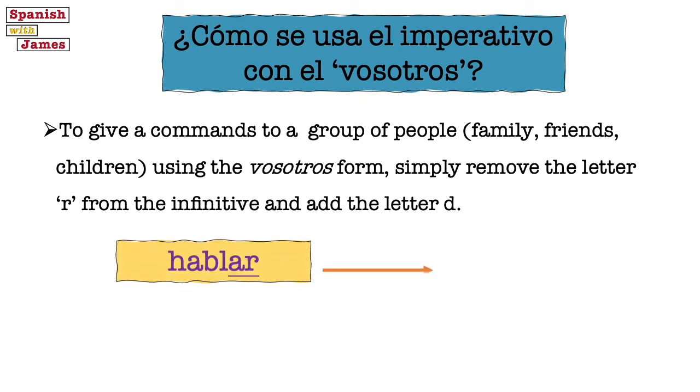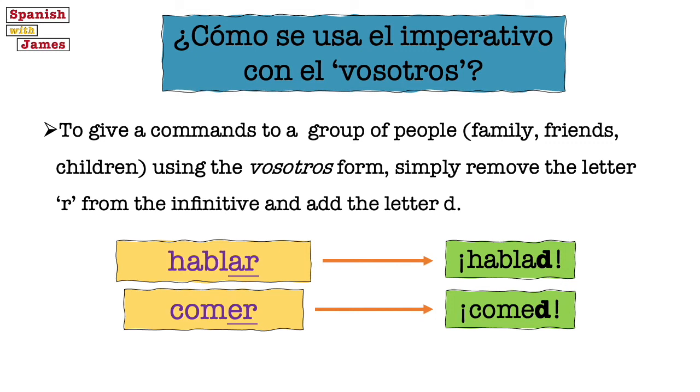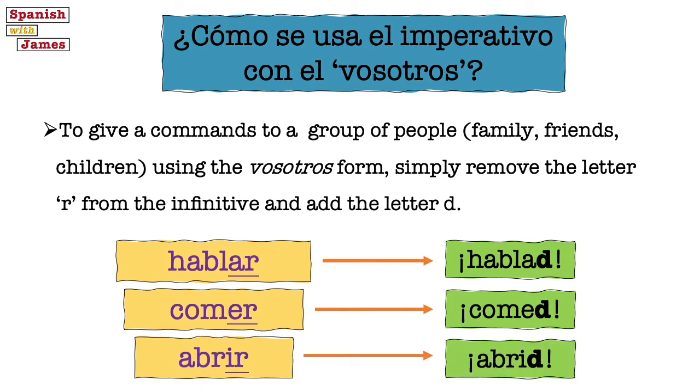So hablar would go to hablad. And notice it doesn't tend to be pronounced as a hard D like hablad. It's almost like the English TH, hablad. The same as people from Madrid say Madrid instead of Madrid. Comer would go to comed. And abrir goes to abrid. So it's nice and easy, just knock off the R, not the whole ending, just the R, and then add a D.